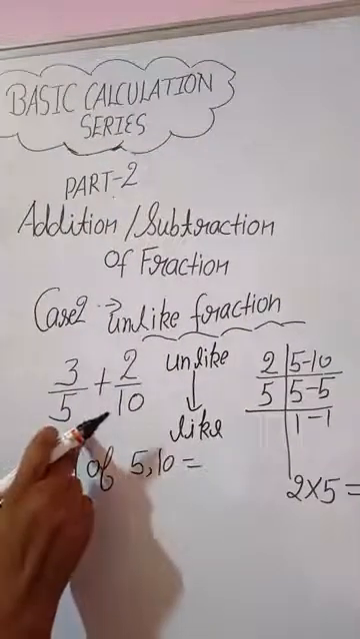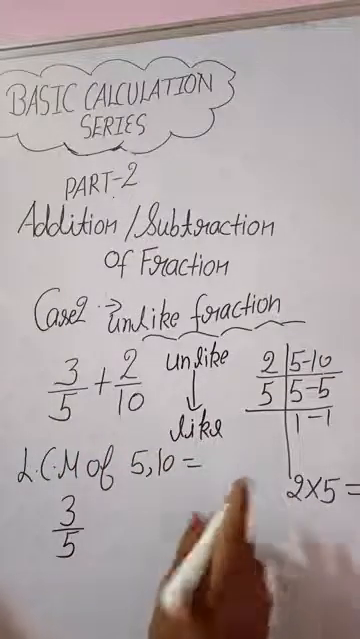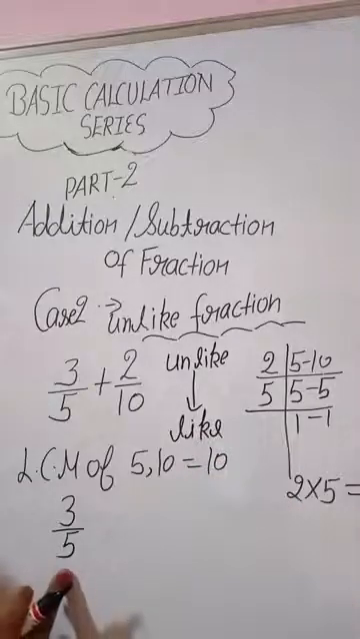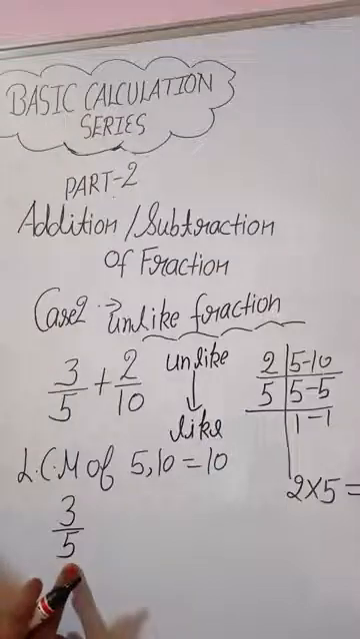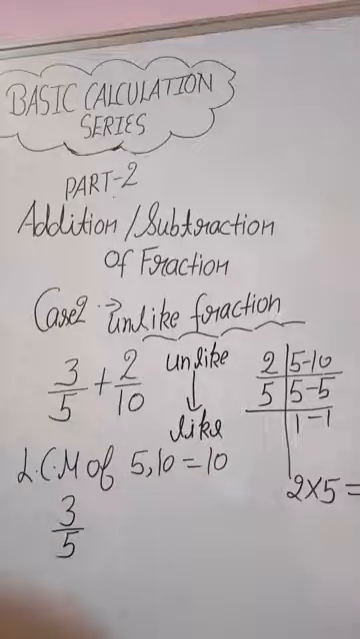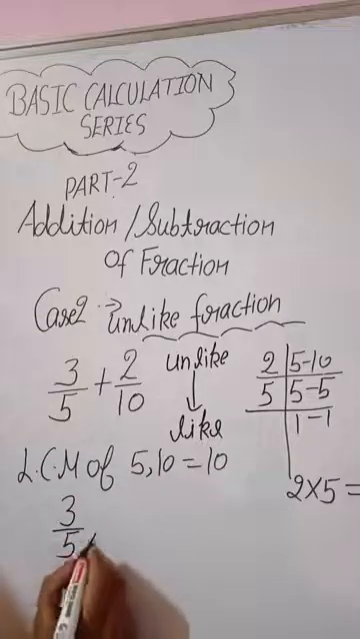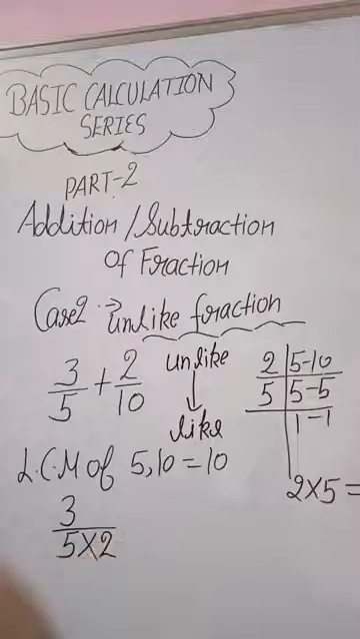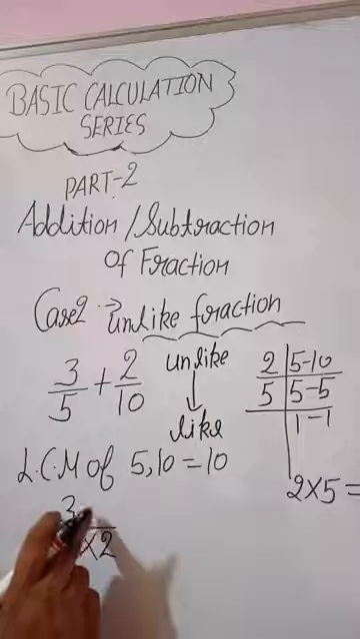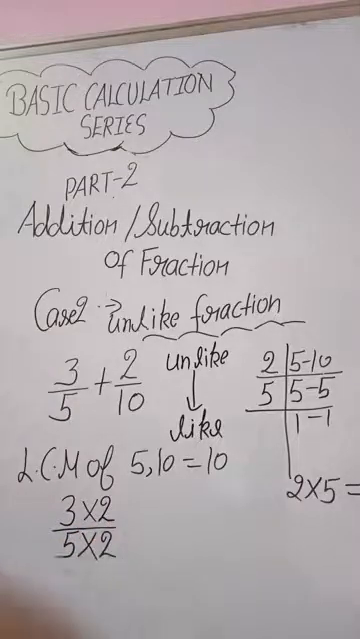Now take the first fraction, 3/5. The LCM of 5 and 10 is 10. Now we will make the denominator of the first fraction 10 because the LCM is 10. By which number should 5 be multiplied to get 10? 5 should be multiplied by 2. So we multiply the denominator by 2. Similarly, since we multiply the denominator by 2, to balance the fraction we should multiply the numerator also by 2.